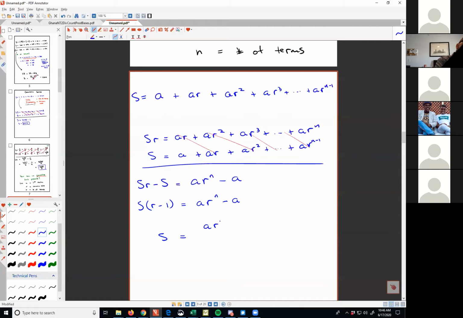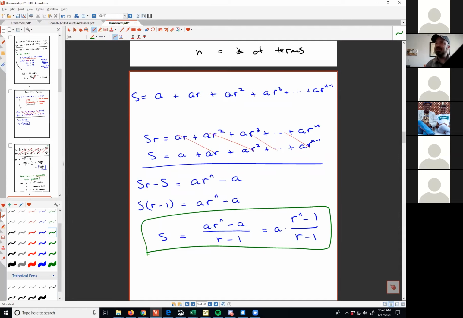And now S equals, and sometimes we factor out the A, and we say that S equals A times R to the n minus 1 divided by R minus 1. And now we have a formula for computing the sum of any finite geometric series, so long as the common ratio is not 1. But if the common ratio is 1, then it's simple anyway. Any questions about this? Any thoughts?